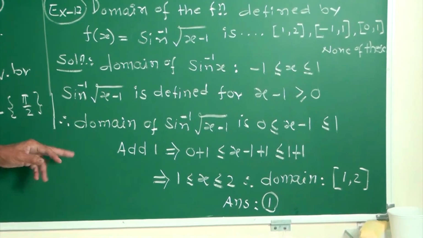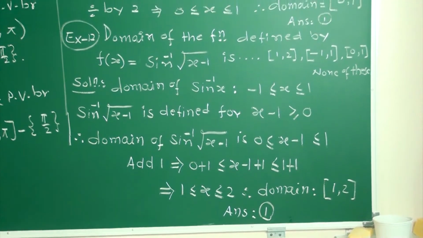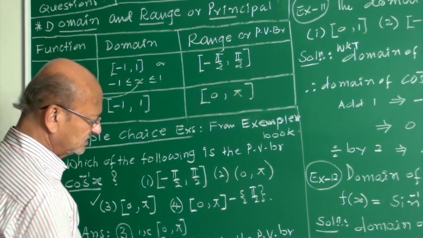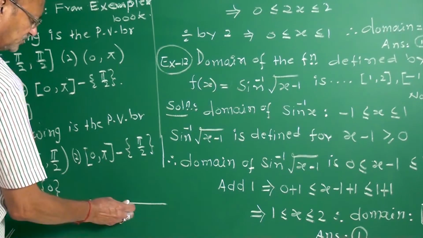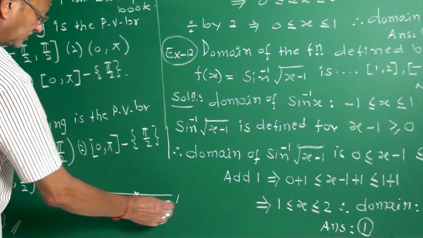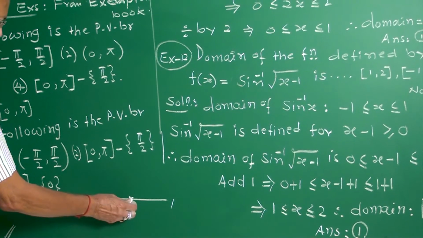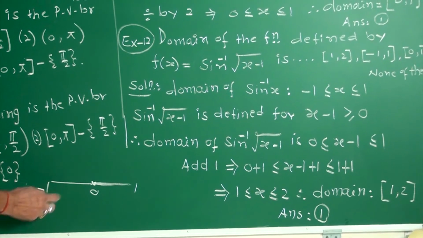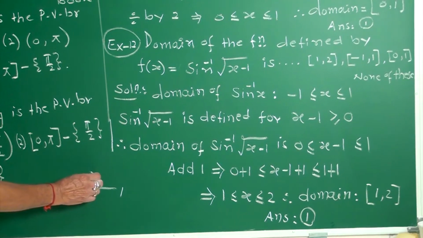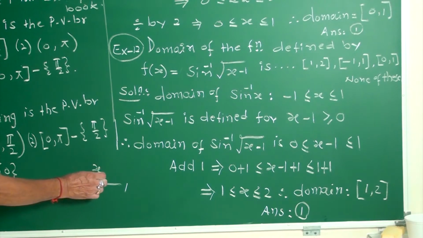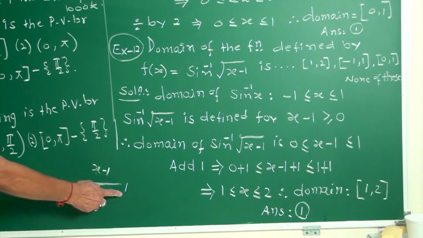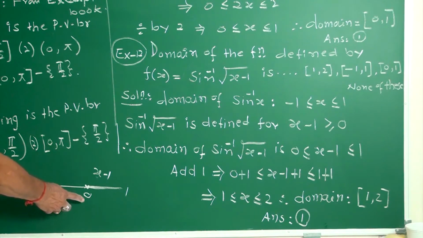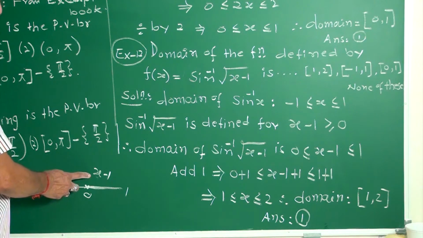In this case, this negative part you can't consider. 0 to minus 1 is not considered. This is 0, this is plus 1, this is minus 1. That is defined only in this interval 0 to 1, but not here. So x minus 1 lies between 0 and 1. See, 0 less or equal to x minus 1 less or equal to 1.